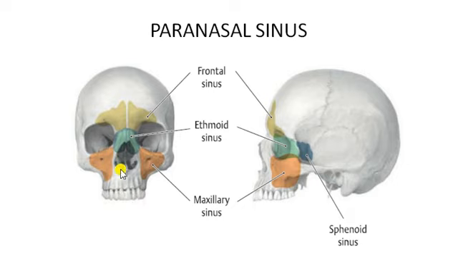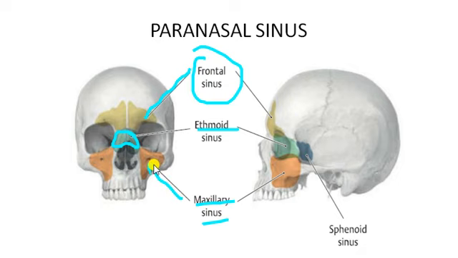So here in this diagram, we can see this is the nasal cavity, and around the nasal cavity we can see the frontal sinus. This yellow color structure is the frontal sinus. Then this is the ethmoid sinus, and this is the largest sinus, which is called the maxillary sinus. In the lateral view, one more sinus is present, which is called the sphenoid sinus.